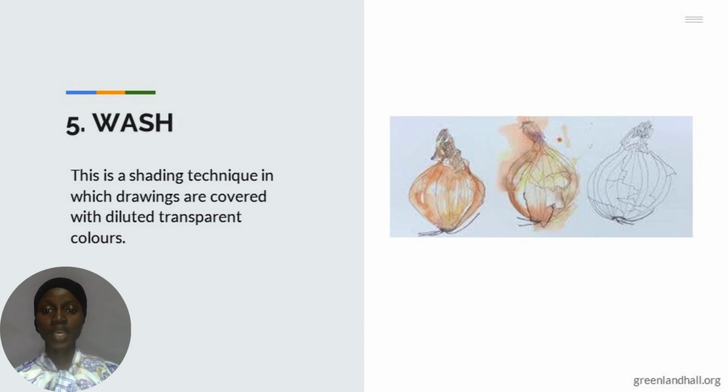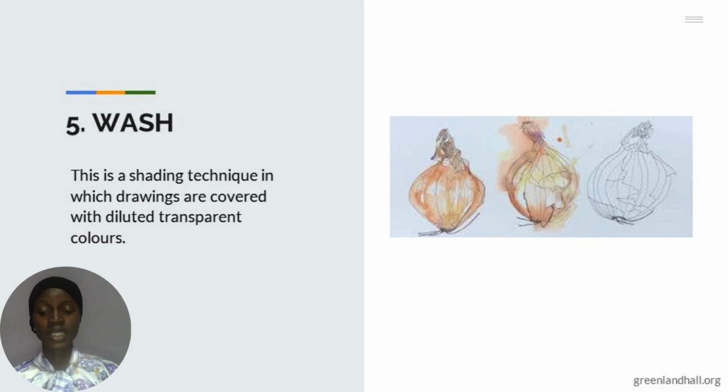And number five, we have wash. This is a shading technique in which drawings are covered with diluted transparent colors. After drawing our desired object or our desired figure, we then take a transparent paint.